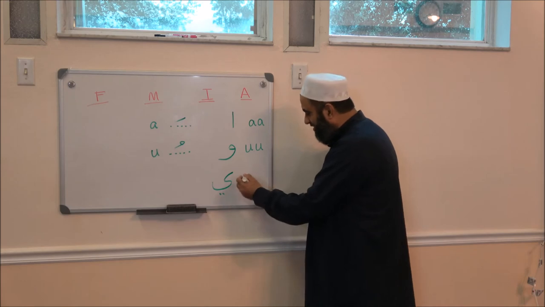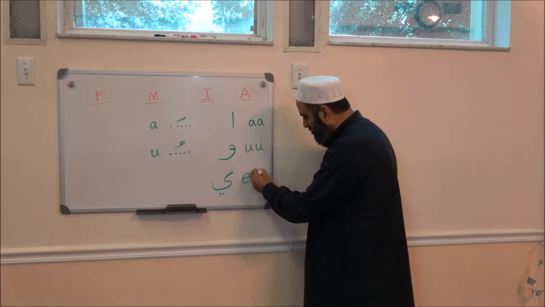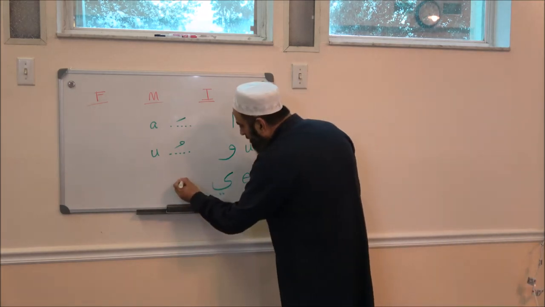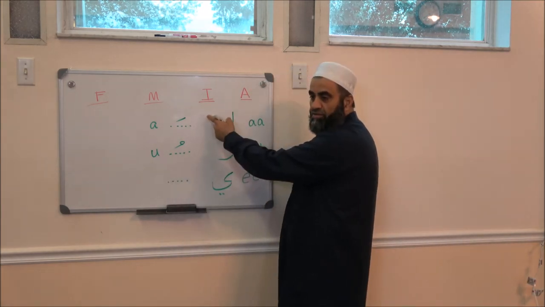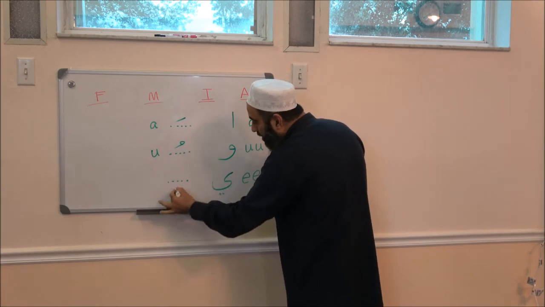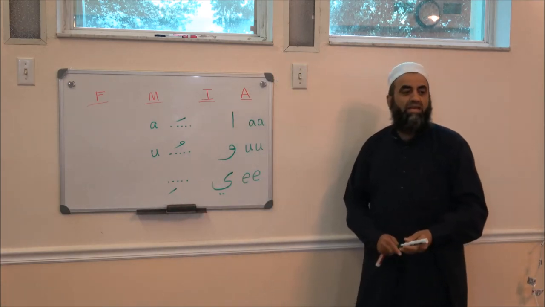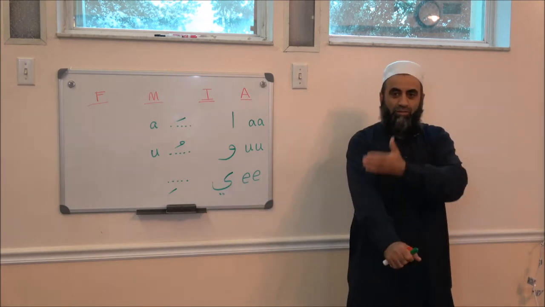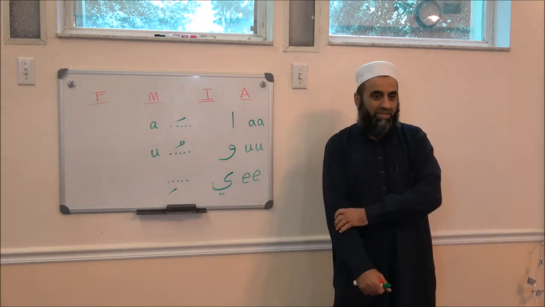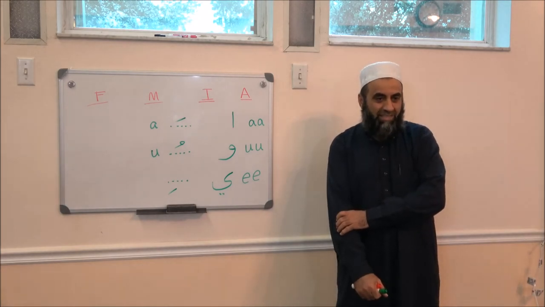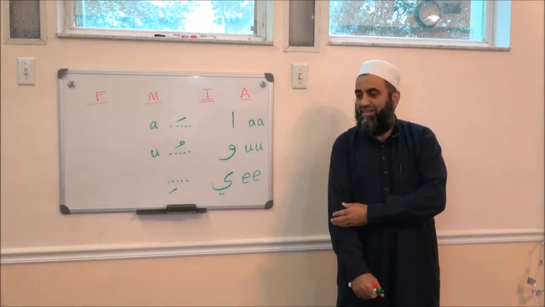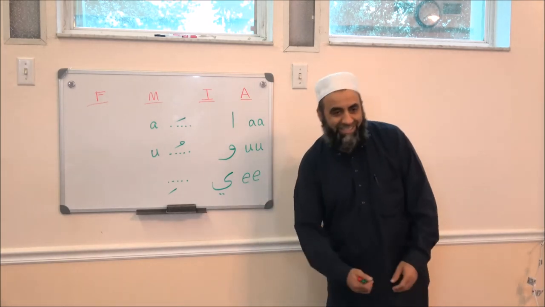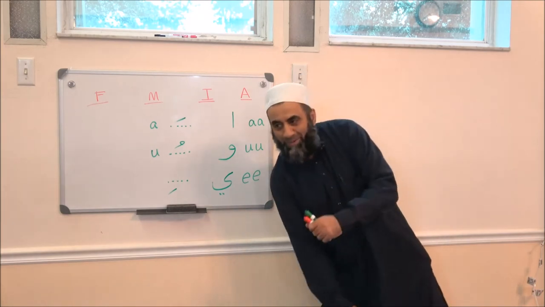Double E? E. Two E's? E. And this is just the opposite of the A. It's an accent, but under the letter. In Arabic, the name of this little thing under is called kasra. The verb kasara is to break something. Like when somebody breaks his hand, we say kasara yadahu. He broke his hand. So this breaks the letter. That's why they put it under, to make the letter break.